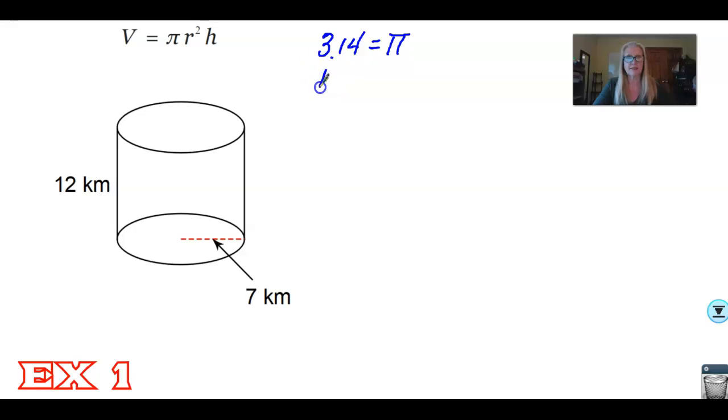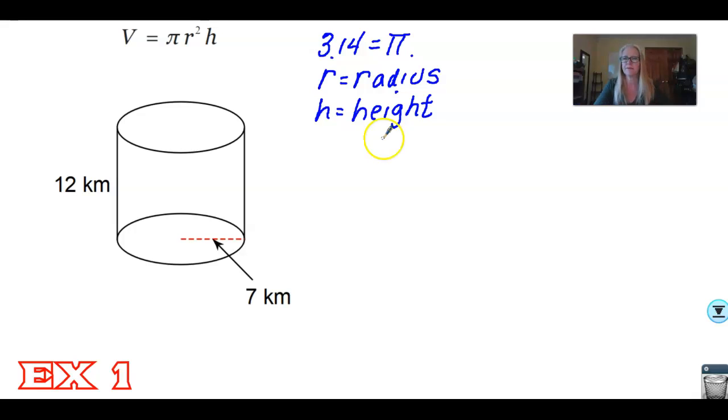R stands for radius. There are 2 things that measure the distance across a circle, radius and diameter. Radius is the shorter of the 2 lengths. Diameter is all the way across. Radius is half the way across. We always need half the way across when we're doing volume. And then H is the height of the cylinder. Don't let that confuse you. Sometimes cylinders are lying on their sides and it looks more like a length, but it's just not the measure of the round part.